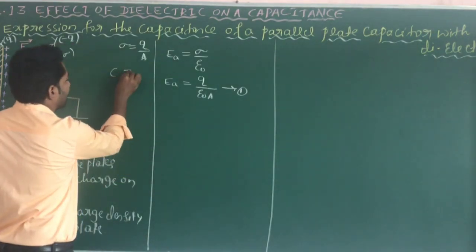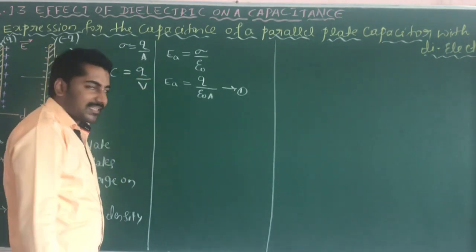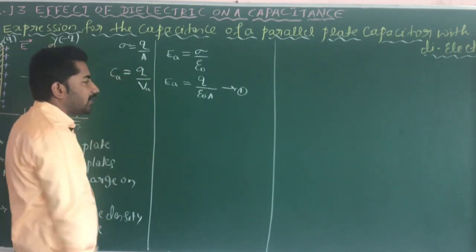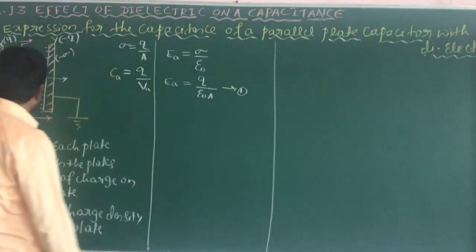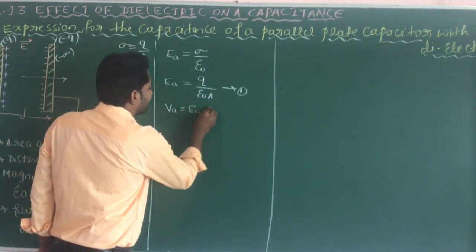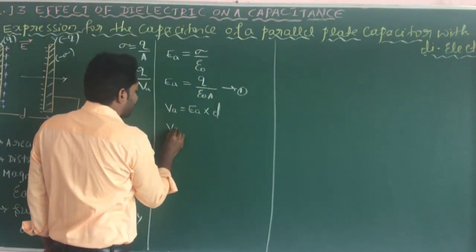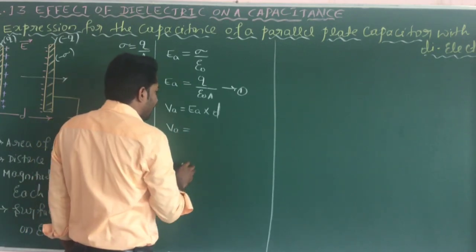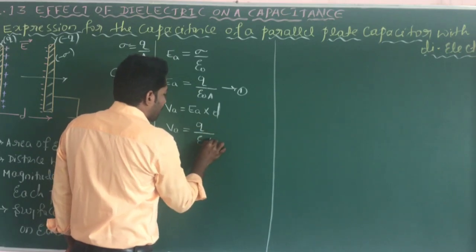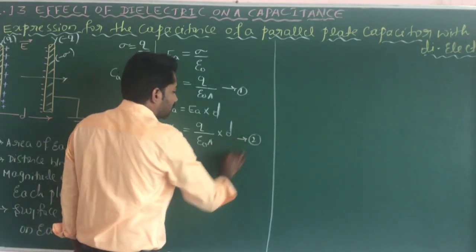We know the formula for the capacitance of a capacitor: C equals Q divided by V. For the capacitor in air or vacuum, C_a equals Q divided by V_a. The potential difference between these two plates is V_a equals electric field into distance d. Now substitute the value of the electric field, and you get the potential difference between these two plates: V_a equals Q divided by epsilon naught A into d. This is equation number 2.